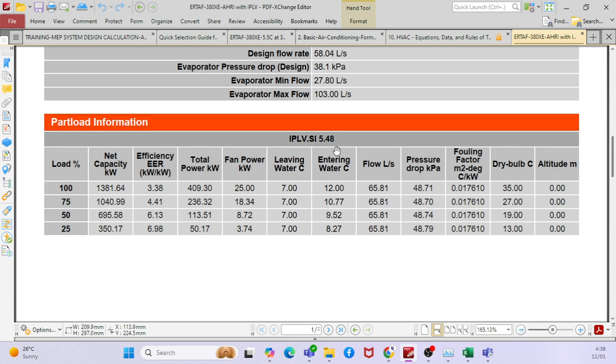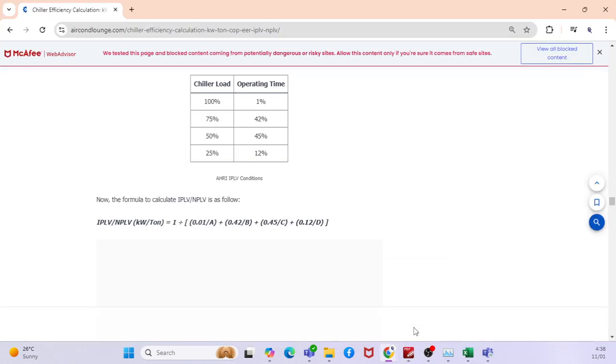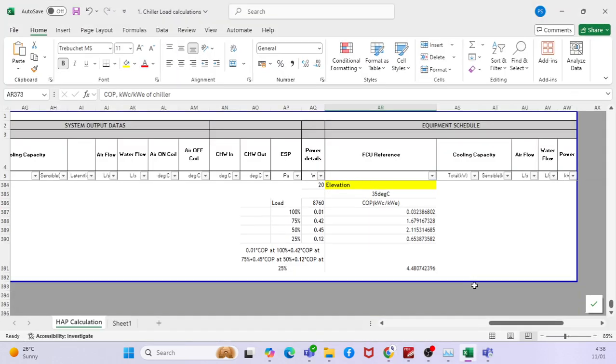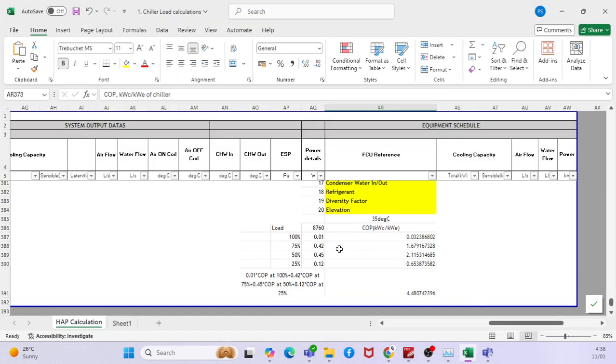But are we not taking the net capacity for the formula? Basically, I thought it was capacities. No, it is not a capacity. See, if you go to this equation, what is given here? 0.01A. I thought it was the total load. It is given here as well.